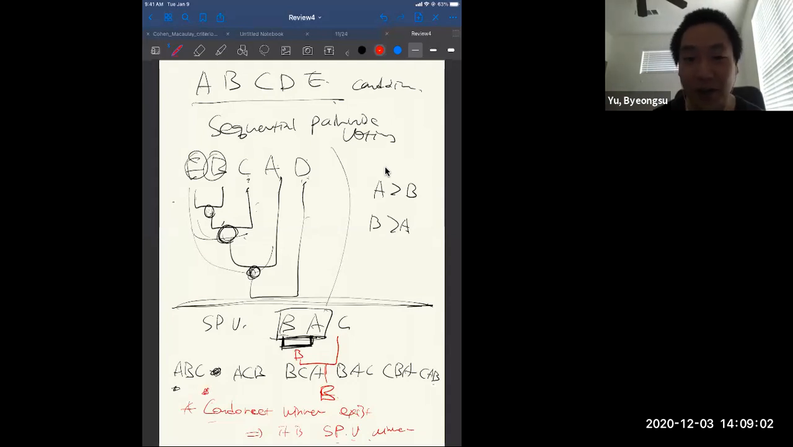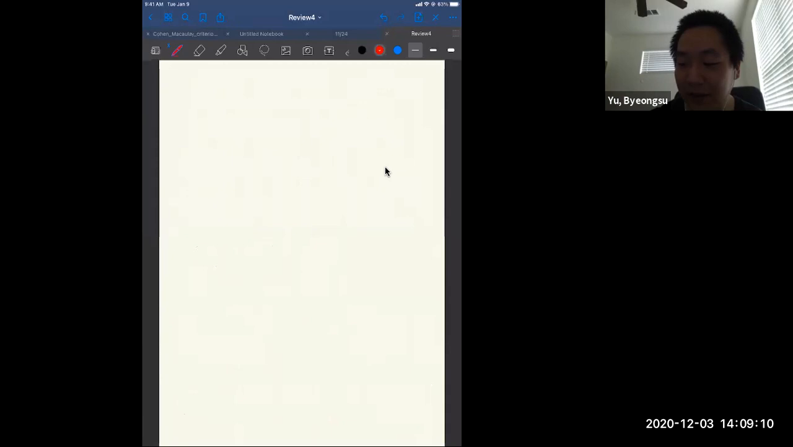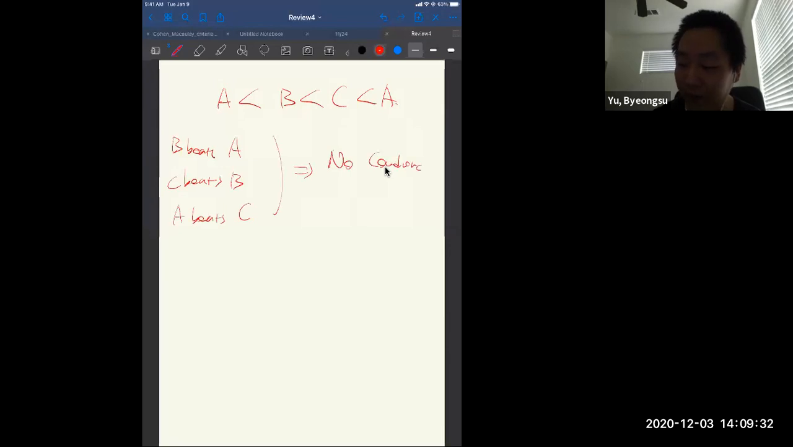But if there is no Condorcet winner, then it depends on the order. For example, think about this case. B beats A, but C beats B, and A beats C. So in that case, there is no Condorcet winner, because it is kind of like rock, scissors, paper, right? In this case, the order matters, right?